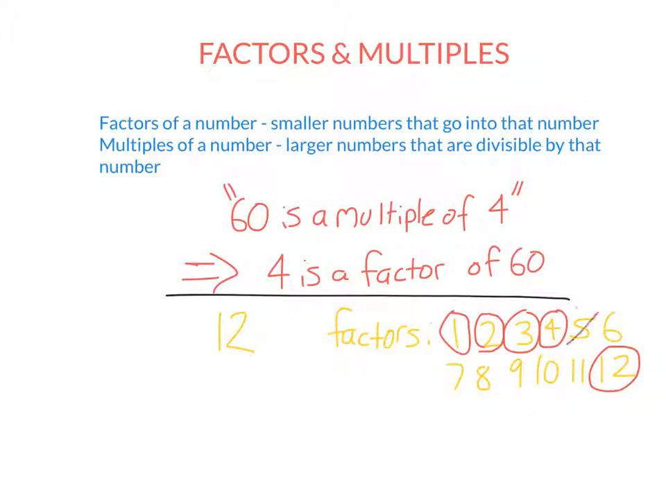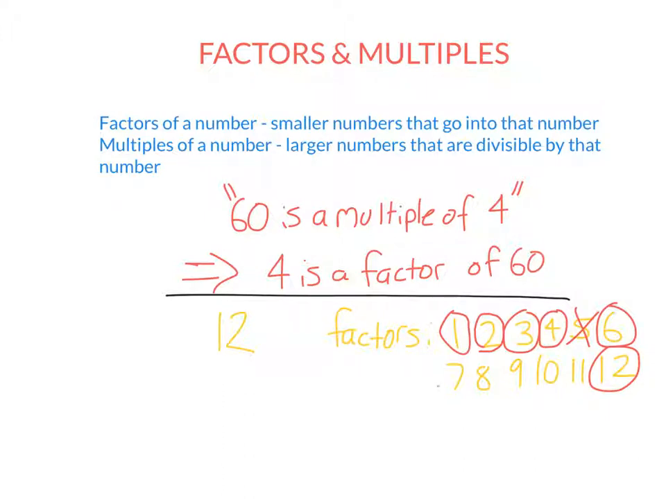5, on the other hand, doesn't go into 12. If you divide 12 by 5, you don't get a whole number. Another way of looking at this is I can't multiply 5 by a whole number to get 12. So 5 is not a factor. 6 is a factor. 12 divided by 6 is 2, a whole number. Of course, that means I can multiply 6 by a whole number, 2, to get 12.